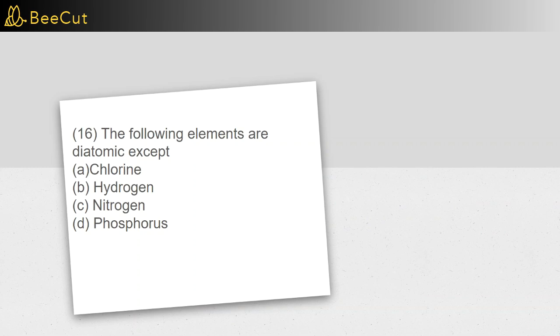The following elements are diatomic except: A, chlorine, B, hydrogen, C, nitrogen, D, phosphorus. The correct answer is phosphorus. All gases occur as diatomic molecules, but phosphorus is not a gas. That shows it does not occur as a diatomic element.